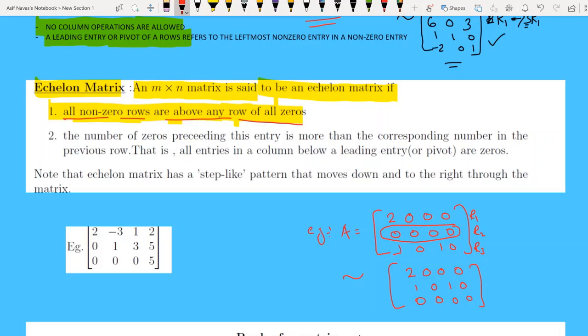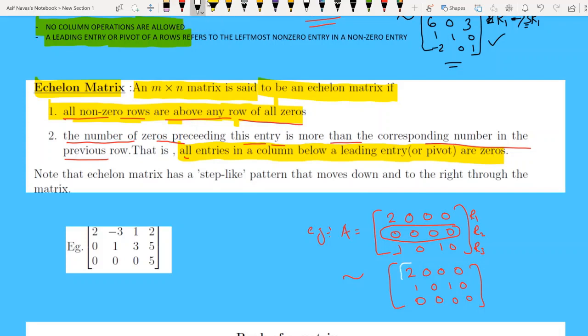Now the second condition: the number of zeros preceding the leading entry is more than the corresponding number in the previous row. This is important, you just note this down. All entries in the column below the leading entry, or pivot, are 0.